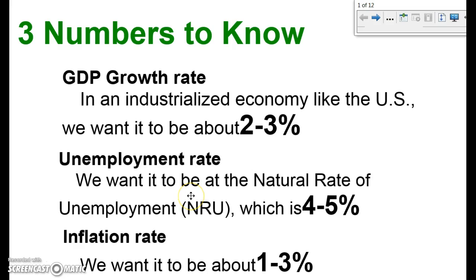Unemployment is a calculation which we'll talk about, I think, next week, where we look at a very specific definition of what percentage of our labor force is unemployed. And what we want for unemployment is about a 4 to 5% unemployment rate, which is considered the natural rate of unemployment. And then inflation, we would like to be at about 1 to 3%.